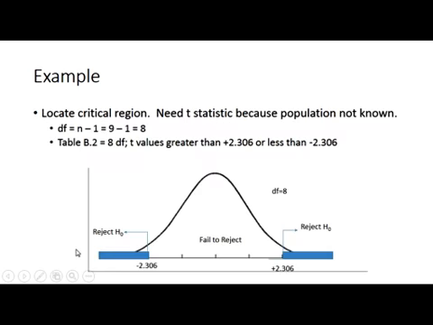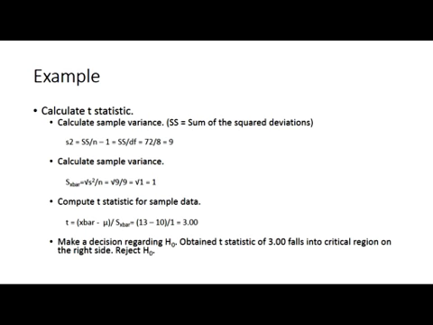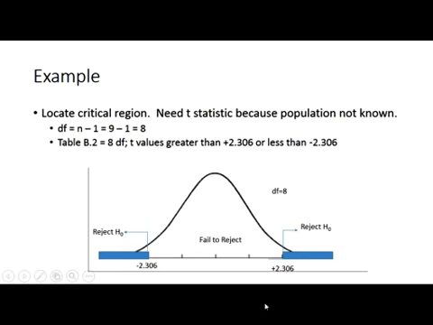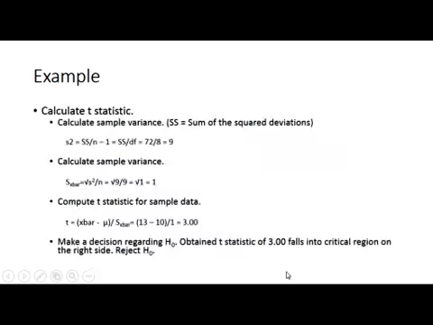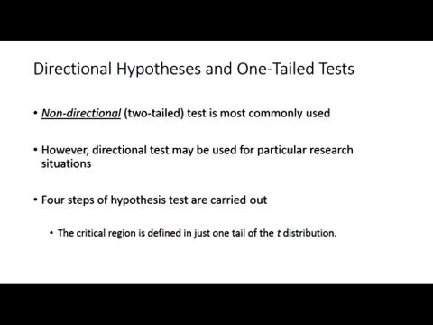Now, if we look back at this, if we have a positive 3, what are we going to do with that? We're going to reject the null hypothesis. So therefore we have to reject the null hypothesis because our 3 falls right here. And that means we have to reject it. Okay, so that just walks you through the 3 steps.